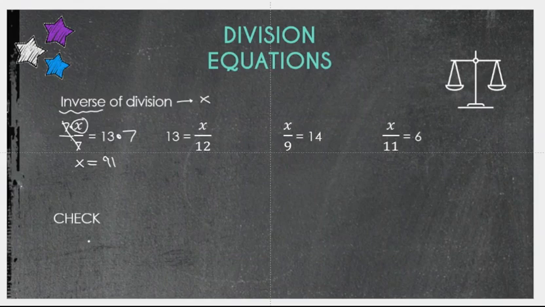And then to check that, we would put the 91 in for the x in the equation, and we would do 91 divided by 7, and maybe actually do that division instead of just saying, yep, it works. 7 into 9 goes one time. We subtract 7. That leaves us with 2. Bring down the 1. 7 goes into 21 3 times, and that is 13.